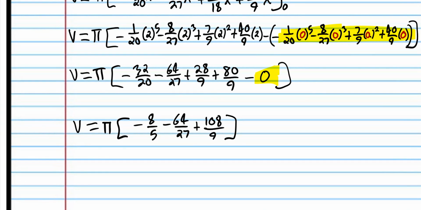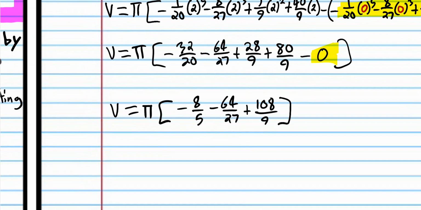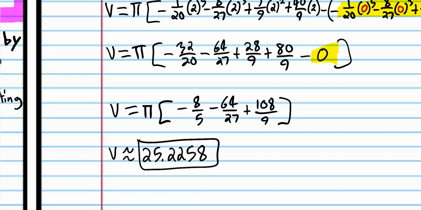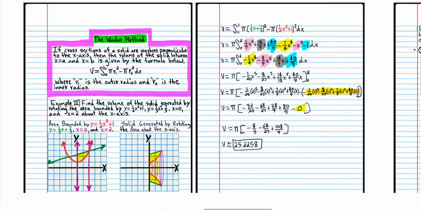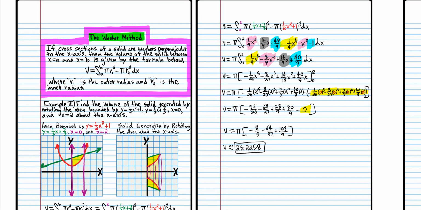And you can do the rest with your calculator, because that's kind of a lot to have to do. So I'm going to enter this into my calculator. And times by pi, and we get 25.2258 approximately. So there you go. So that was the washer method. Again, sometimes we can't avoid problems with a lot of complicated math there.